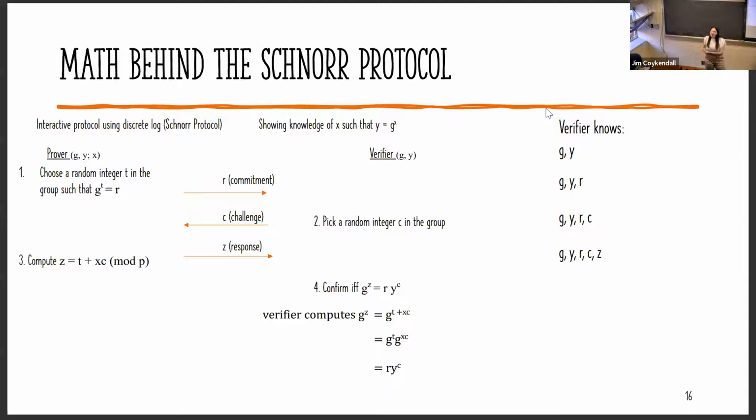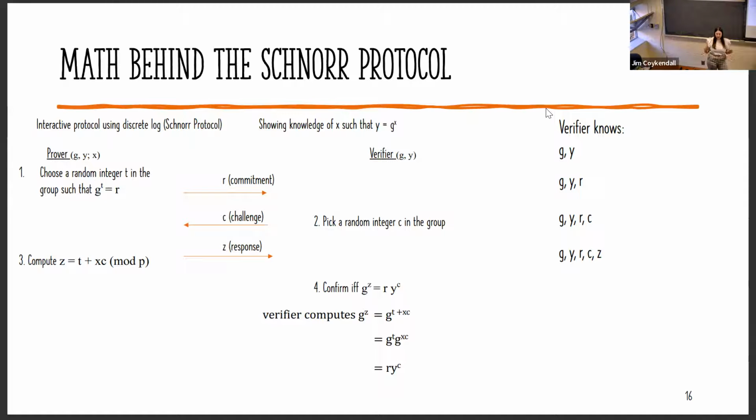So now, as promised, I'm going to bring you back to the Schnorr protocol and talk about the math behind it. Now that we have some intuition on zero knowledge, we can talk about how it actually works in a realistic scenario. We have the same protocol pulled up. A reminder that the goal is to prove knowledge of some x such that y equals g to the x. At the beginning of the proof, the verifier only knows g and y. Those are public values. The verifier does not know x, only the prover knows that.